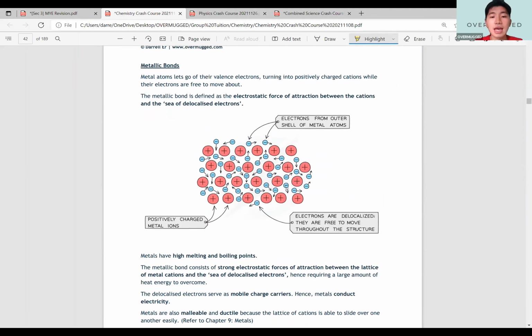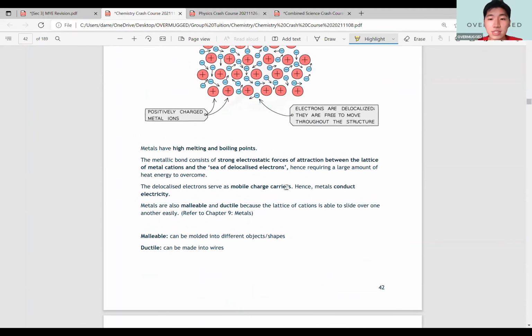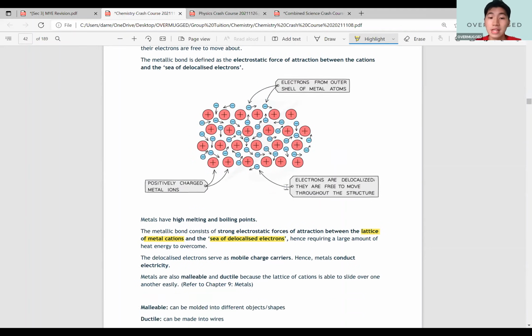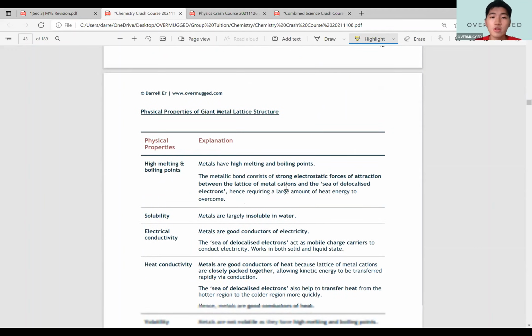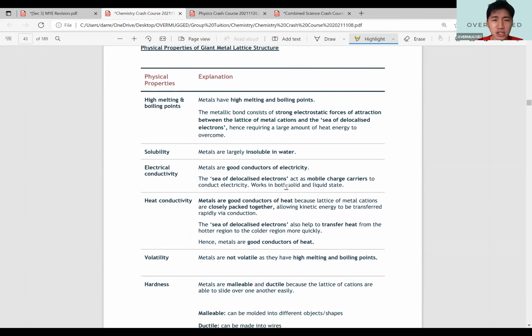So metallic bonding, how you will call it, is that you will say that there's a lattice of metal cations surrounded by a sea of delocalized electrons. So that's the way it is structured. What do you need to know about metallic structure? Actually, this one is quite common sense. It has high melting and boiling point. Now, the part that I think you might be unfamiliar with is the bonding and the structure.